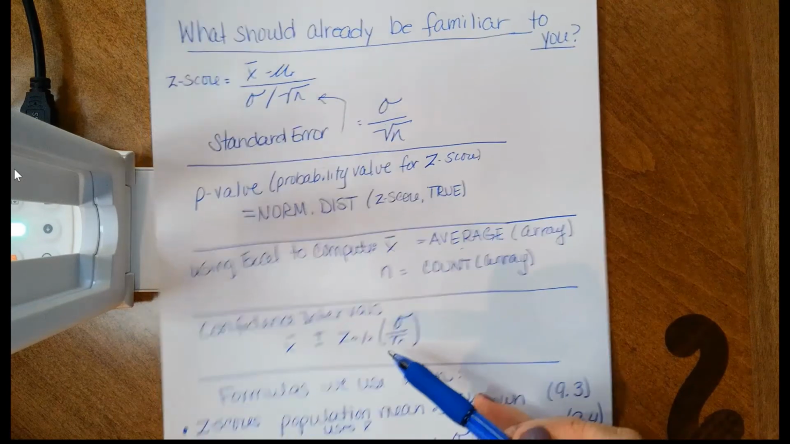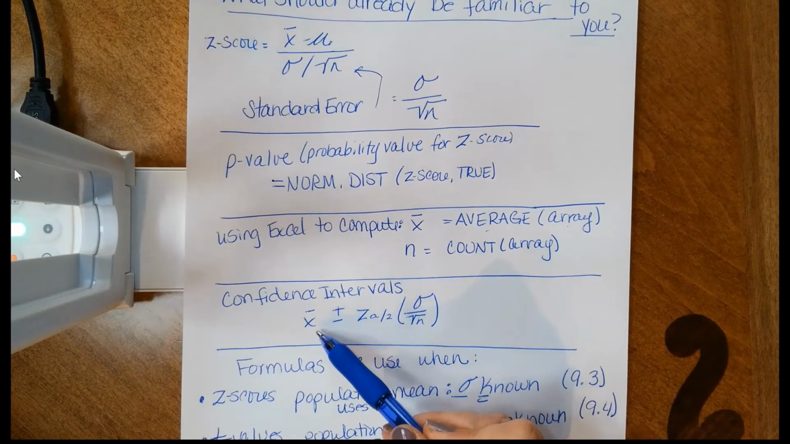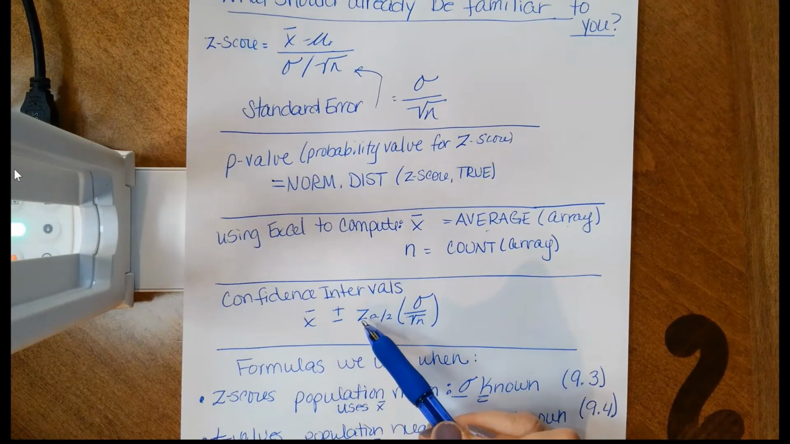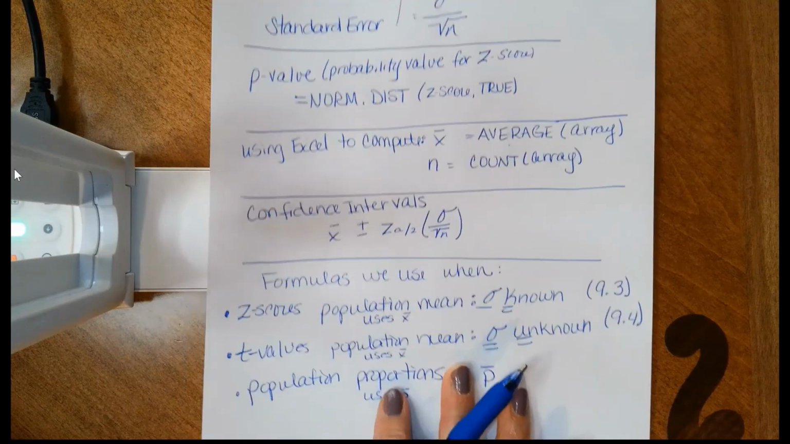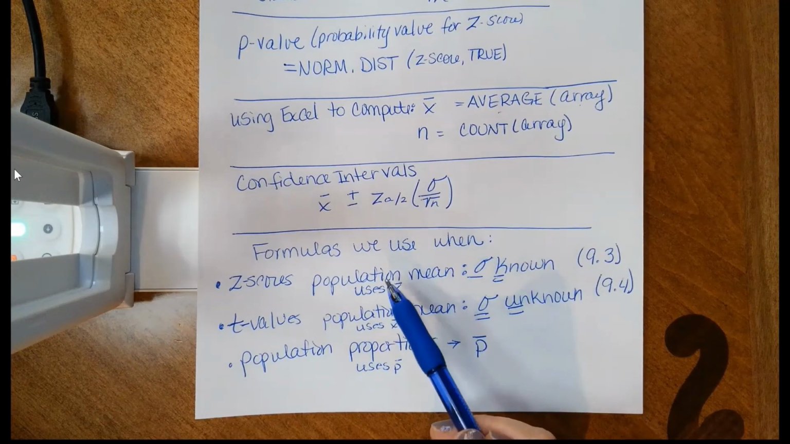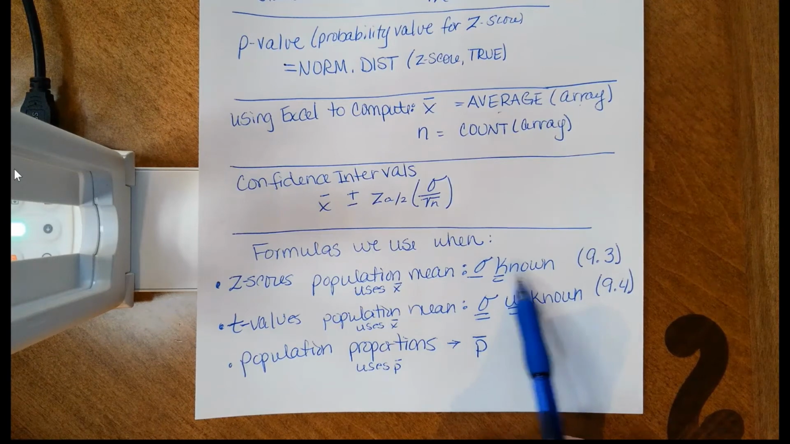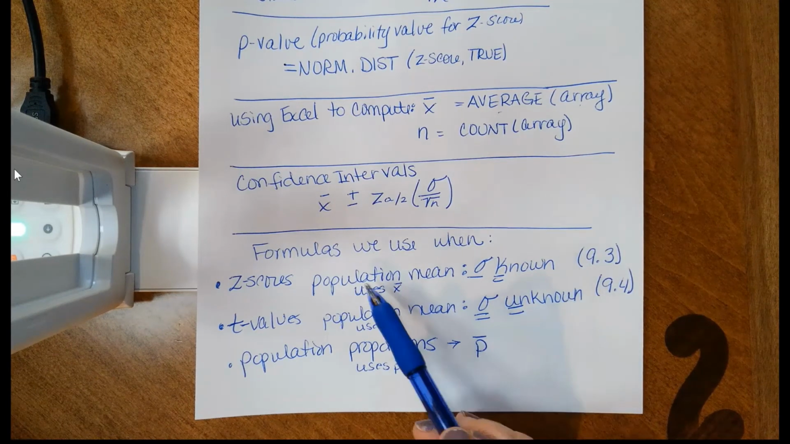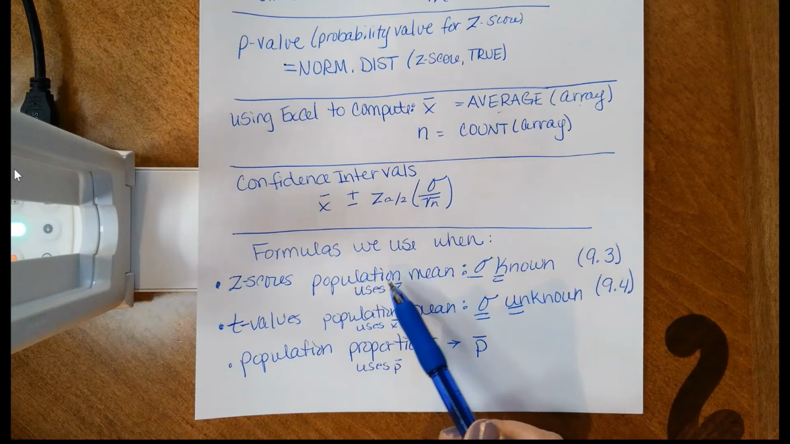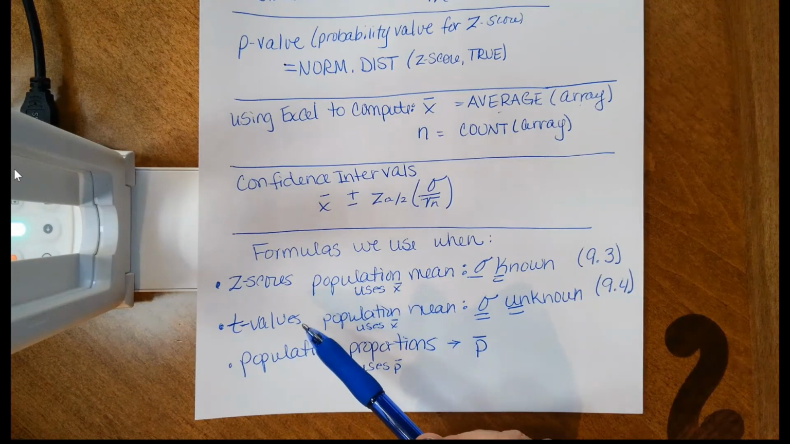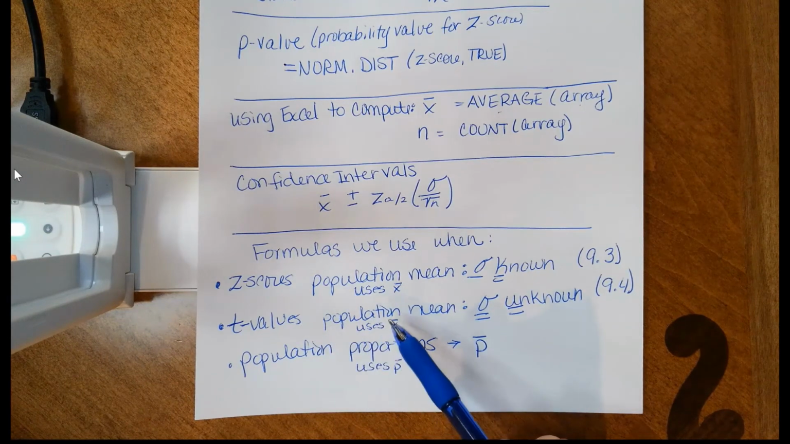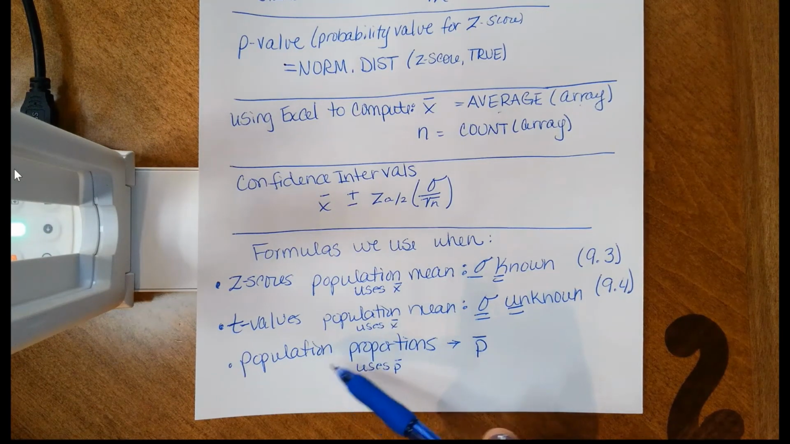Confidence intervals, formulas that we used in last chapter, your sample mean, plus or minus your z-score, which is multiplied by your standard error. Formulas we use when we're dealing with population mean for standard deviation known. We're going to cover that in 9.3. But the z-scores, you're going to use the sample mean. The t-values that we use for population mean when standard deviation is unknown. Again, we use sample mean for that, or your x-bar. And also population proportions.